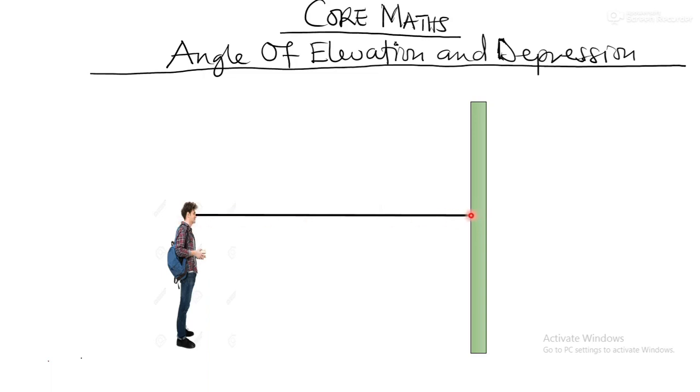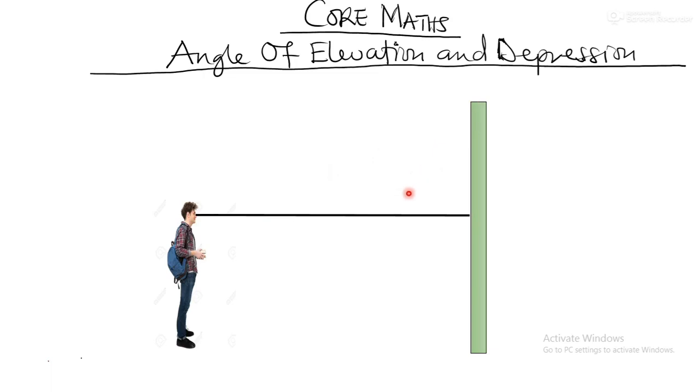Facing the light pole. Now if the boy wants to look at the top of the light pole, what would he do? He will raise what? His head. Okay, he will raise his head. Good. Now, when he raises his head, you realize that his eye level will change from this horizontal position to what? A slant position. Because he is now looking at the top of the pole.